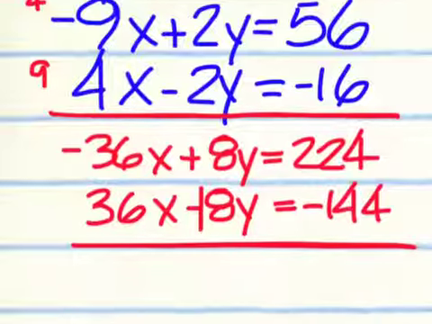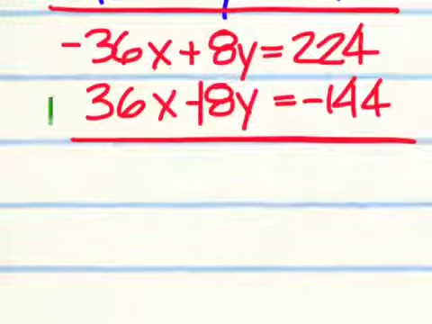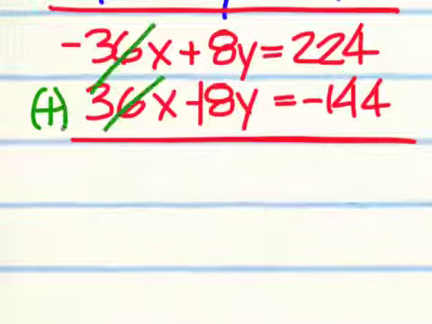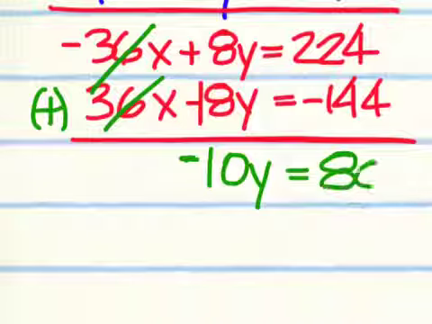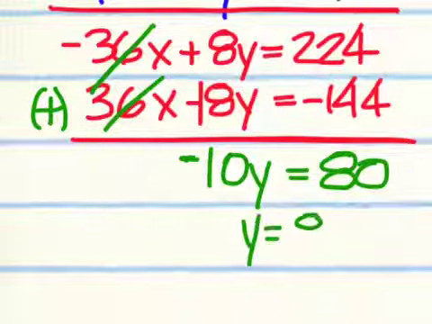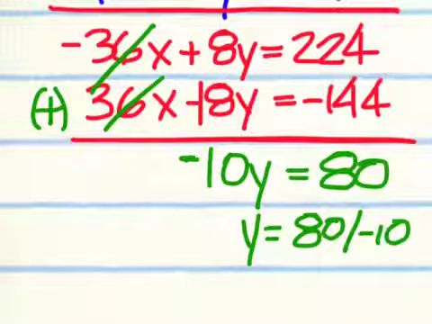So now the operation we need is a plus. Cancel out there. End up with a negative 10y. And then 224, which is essentially minus 144, would be 80. And divide 80 by negative 10. Should come up with negative 8.